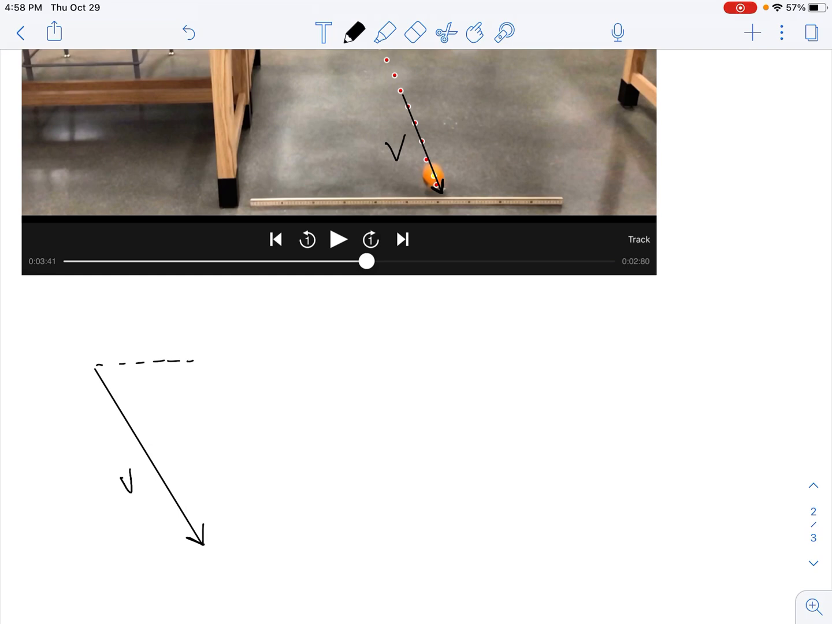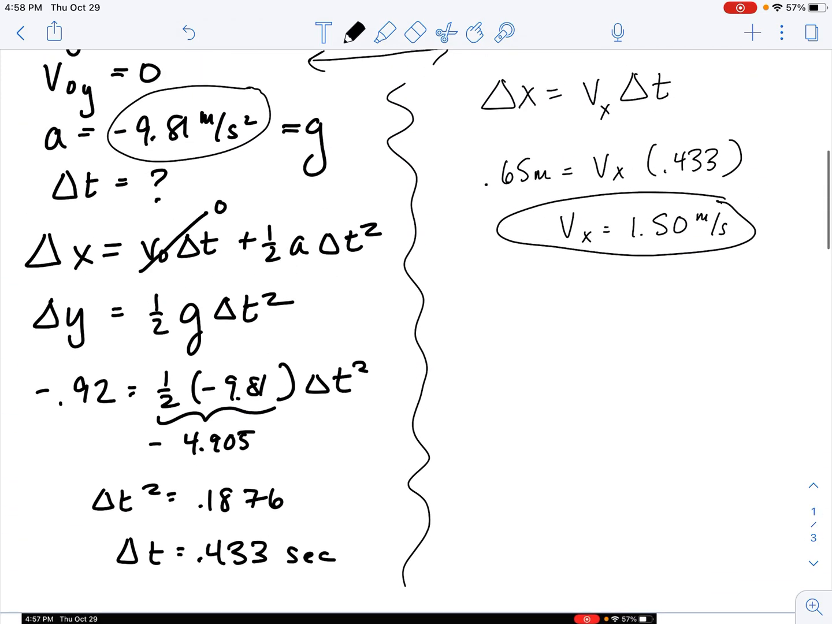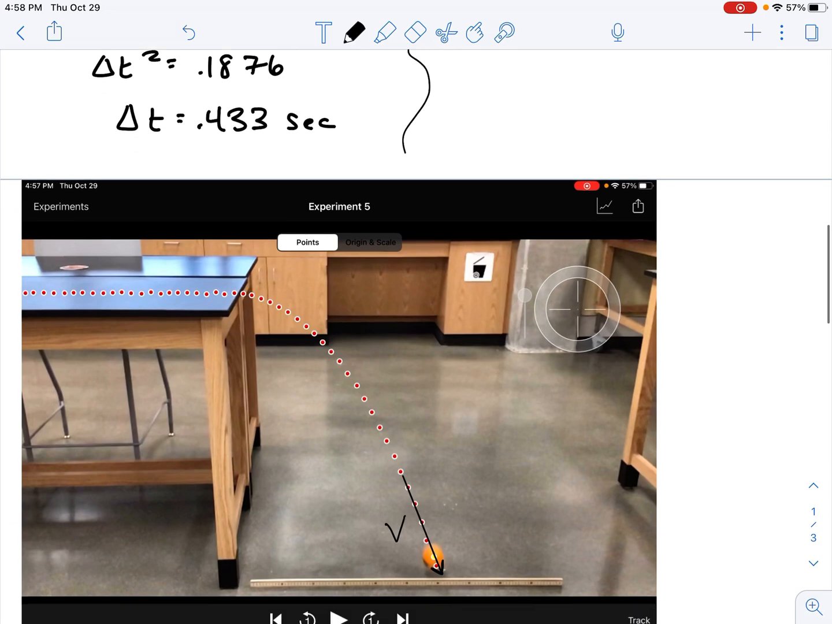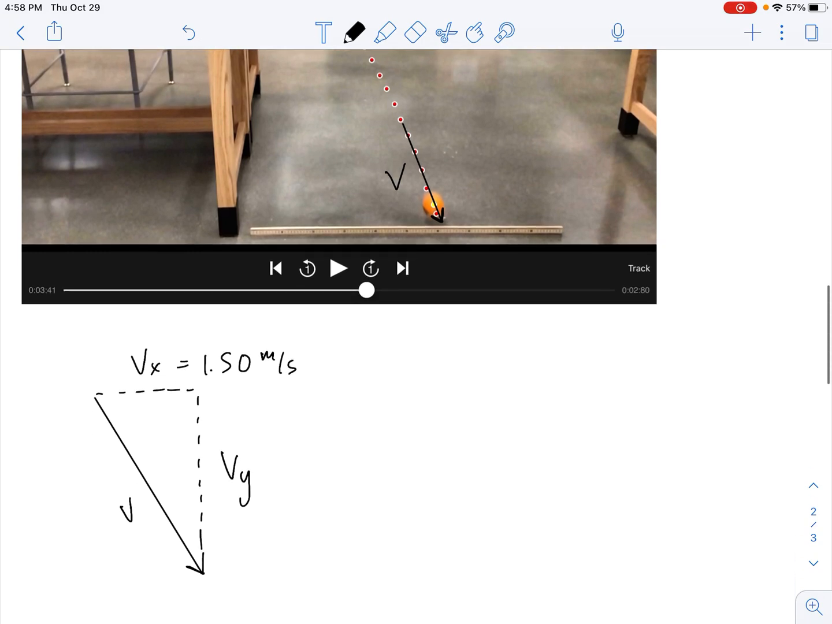It's going to have two components. It's going to have a horizontal component and a vertical component. Now the horizontal component we already know. We found it. It's 1.5 meters per second. We know that the horizontal velocity of the ball does not change. The vertical velocity of the ball does change. Could we figure it out?